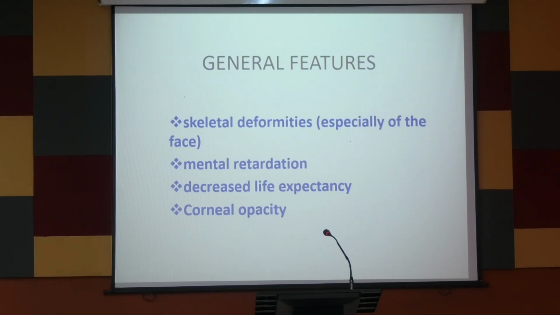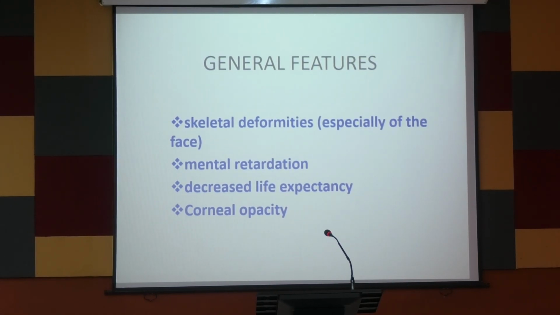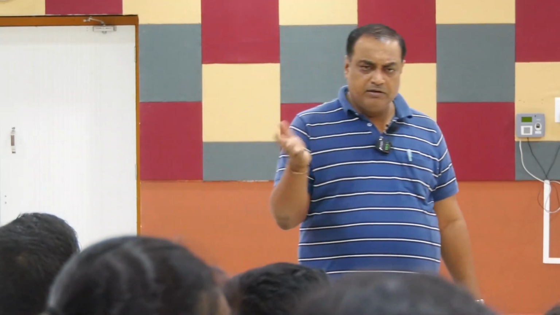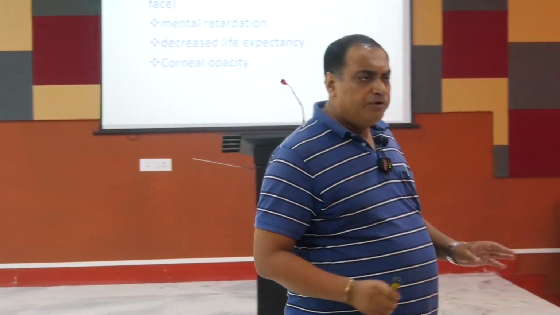Why? Because mucopolysaccharides are found in heart valves, so they might die due to heart failure. Corneal opacity. Why? They are found in vitreous humor, skin, everything. Some diseases may have visual problems, some diseases they don't. Correct? These are the cardinal features or major features of mucopolysaccharidoses.